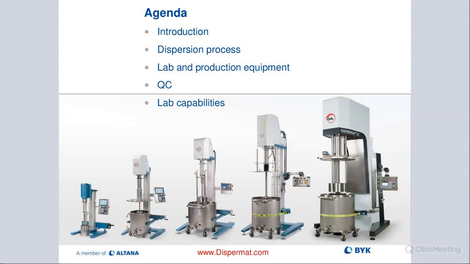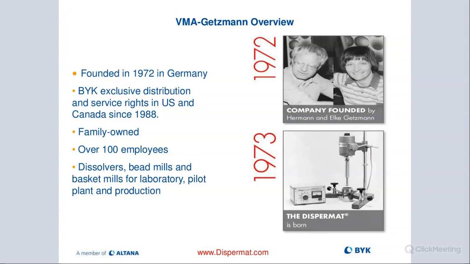And you can see right here on the picture, our product line covers everything from laboratory scale to pilot all the way up to manufacturing. And so VMA Getzmann, they're the owners of the Dispermat brand. The company was founded about 50 years ago by Herman and Elke Getzmann. Herman is still, believe it or not, involved in the business. He comes in the office at least once a week just to make sure that the designers still follow his design philosophy and that the company is run well.